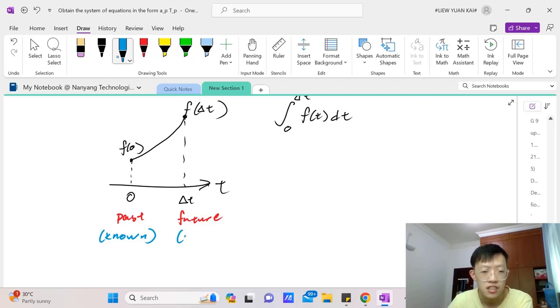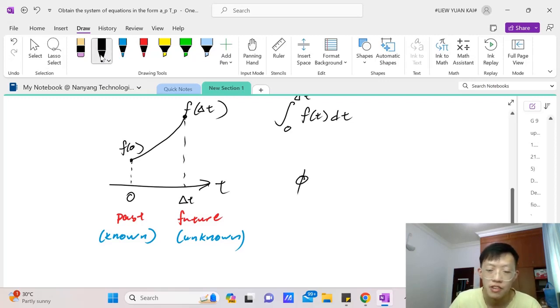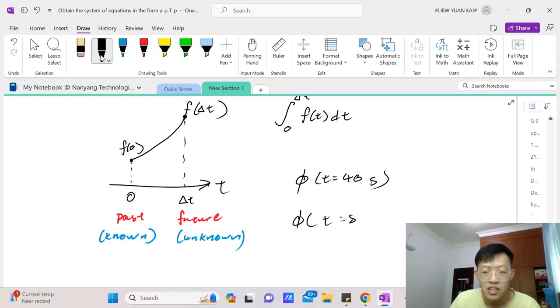Future is unknown, right? Because we can't exactly predict the future, so to speak. But that's what solving transient problems is about. We're trying to use the past data to calculate and make predictions for the future. So the problem in transient problems is that we don't know what the value of phi is at time equals 40 seconds, or at time equals 80 seconds.